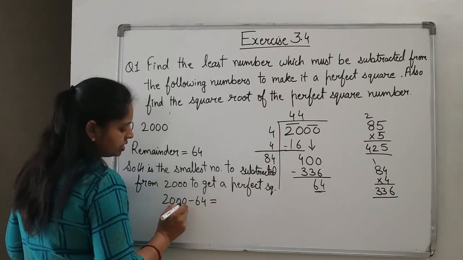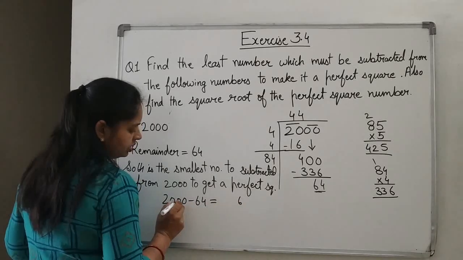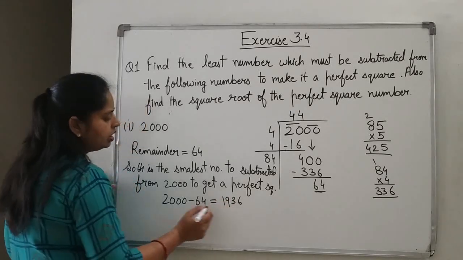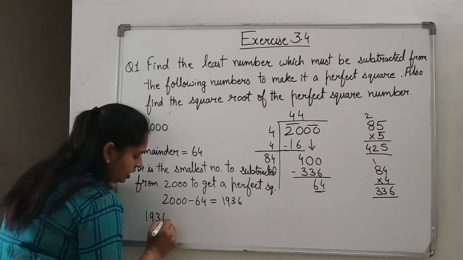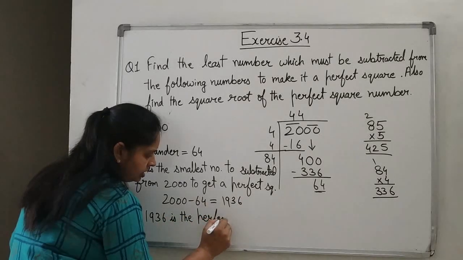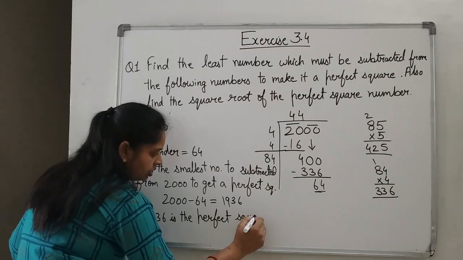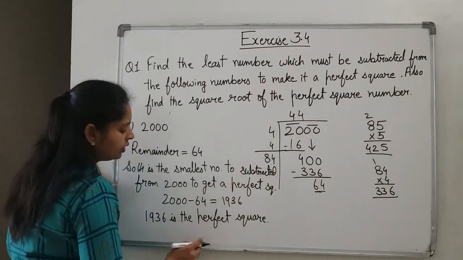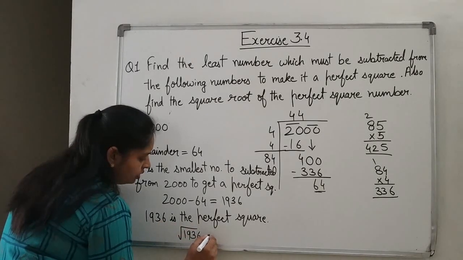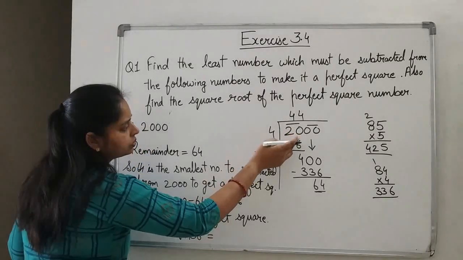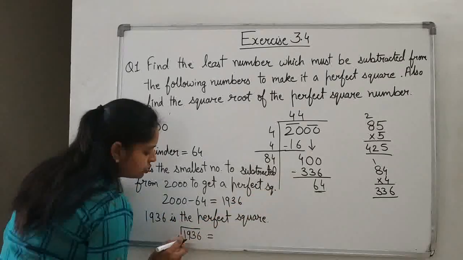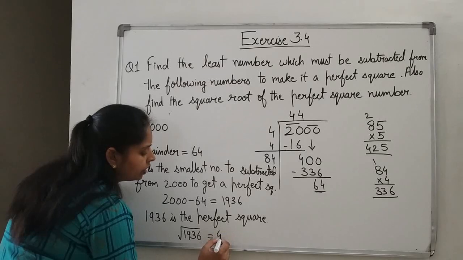When you subtract, how much answer you get? 10 minus 4 is 6. 9 minus 6 is 3. And here is 1. 1936 is the perfect square number. After subtracting, we are getting this. And the question is also asking for the square root of the perfect square number. So the square root of 1936 will be equal to how much? We have seen that 2000 is more than the square of 44 and we have subtracted the least number from 2000. So the square root of 1936 will be 44.